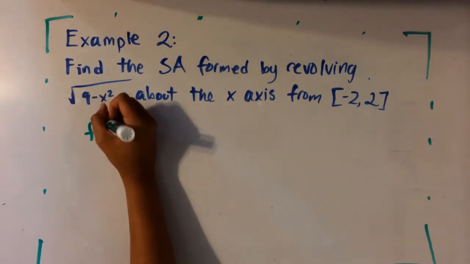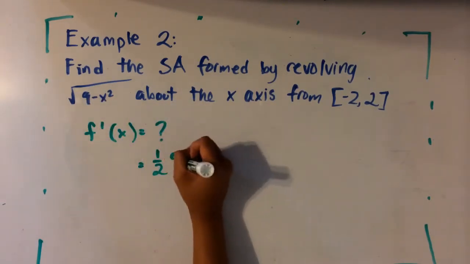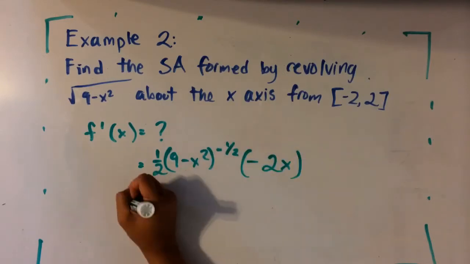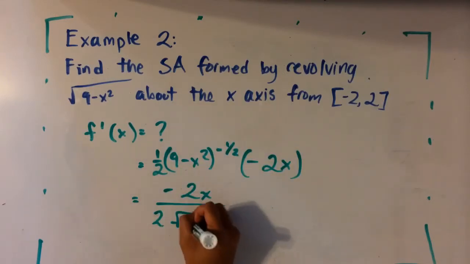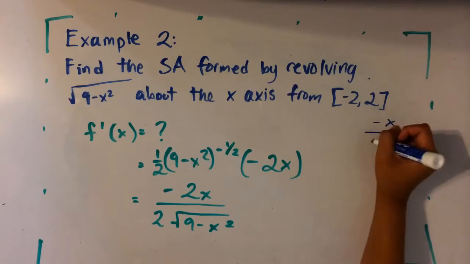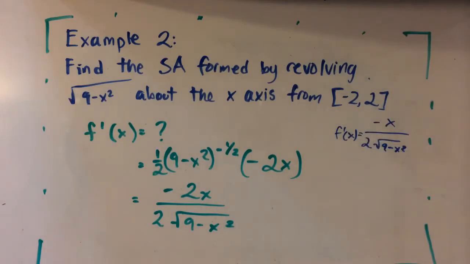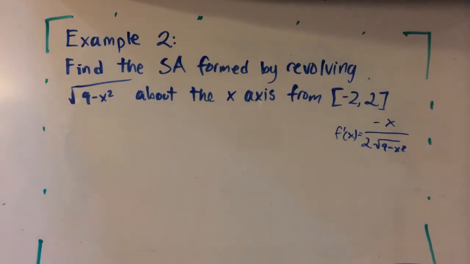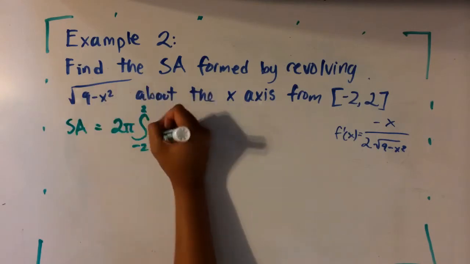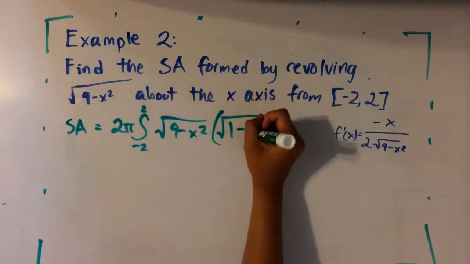So naturally, first we'll have to find f prime of x. That is pretty easily found if you know basic calculus, basic differentiation skills, and so we get negative x over 2 times the square root of 9 minus x squared. Now all we have to do is plug that into our formula as seen here.